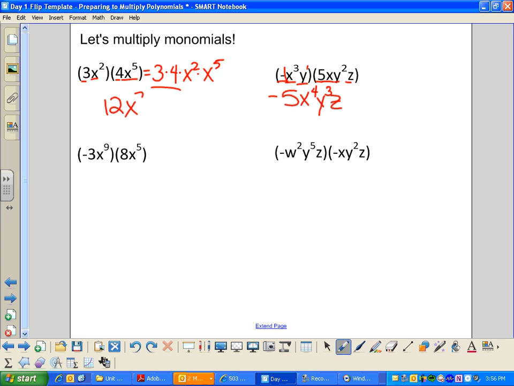Remember? Or you try the next one. Hopefully you got negative 24 x to the 14th. You try the next one. So negative 1 times negative 1 is positive 1. I can put that if I like. There's only one w. So w squared.